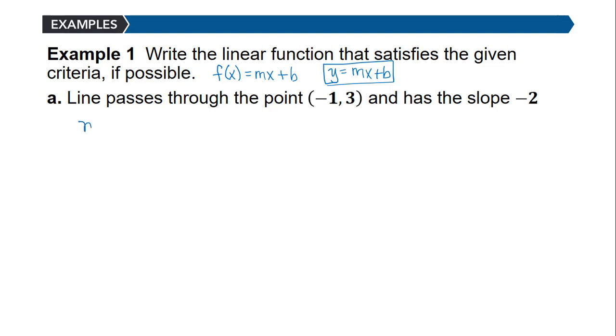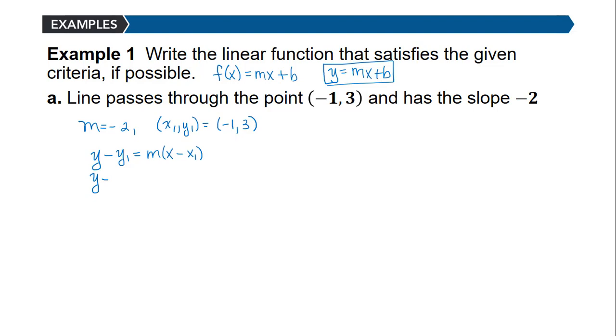So we have a slope m equals negative 2. We have a given point x sub 1, y sub 1, which is negative 1, 3. So knowing a point and a slope, we substitute into the point slope form y minus y sub 1 equals m times x minus x sub 1.